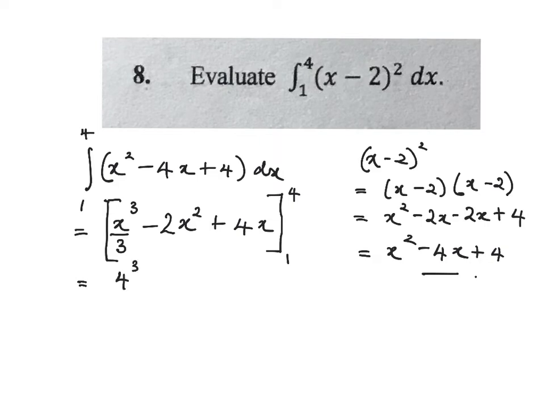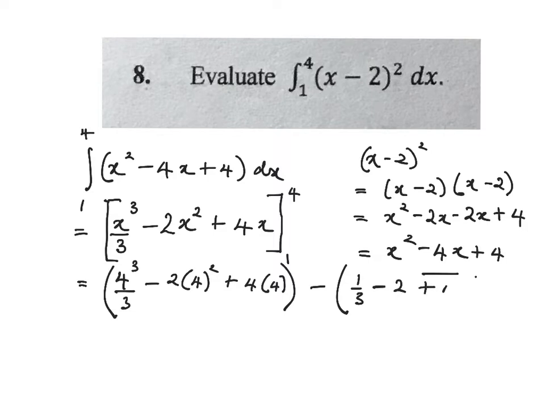Four cubed over 3 minus 2 times 4 squared plus 4 times 4. One cubed is just 1. 1 squared is 1 times minus 2 gives us minus 2 plus 4. So that's 64 over 3. 4 squared is 16 times 2 is 32 plus 16. And we have 1/3 plus 2.